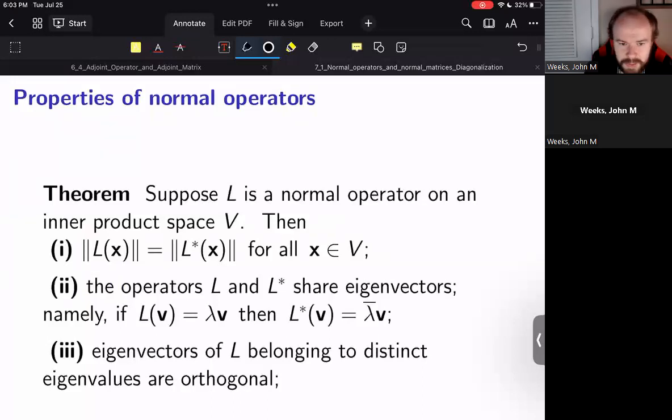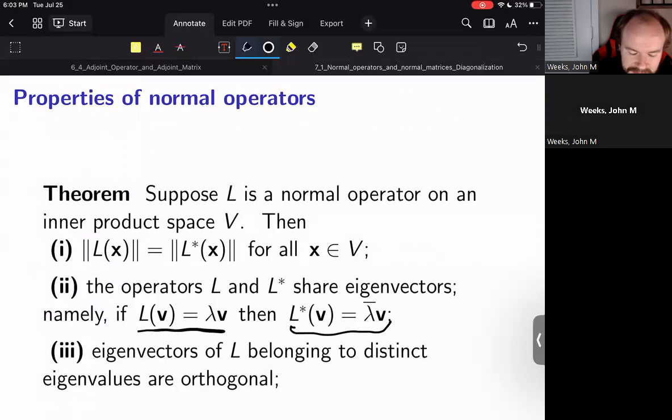For the second part, this says that the operators L and L star actually share the same eigenvectors. They have all of the same eigenvectors as each other. And in fact, you can even relate their eigenvalues. If L of v is lambda v, then L star of v is lambda bar times v. One eigenvalue is just the complex conjugate of the other.